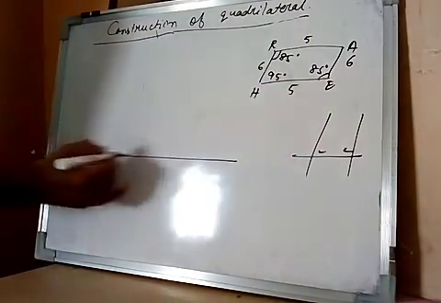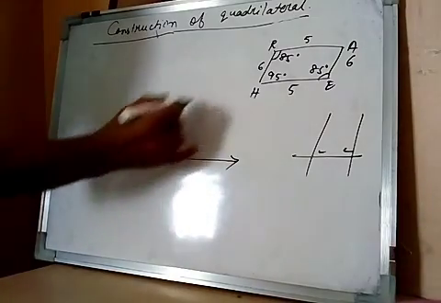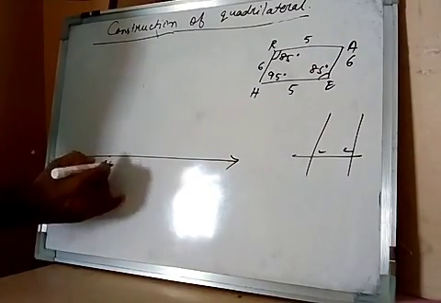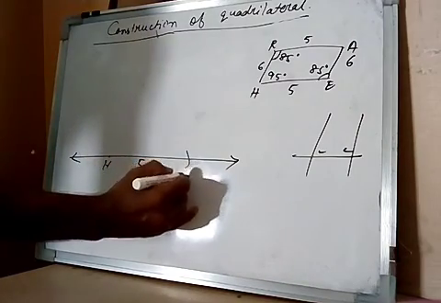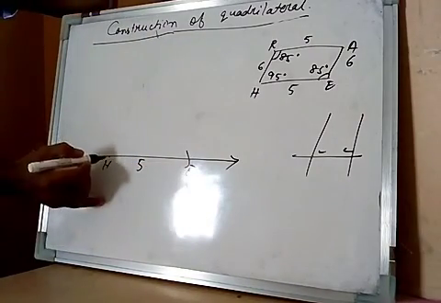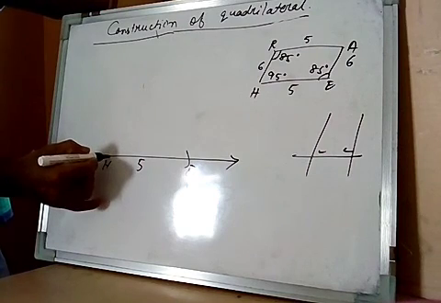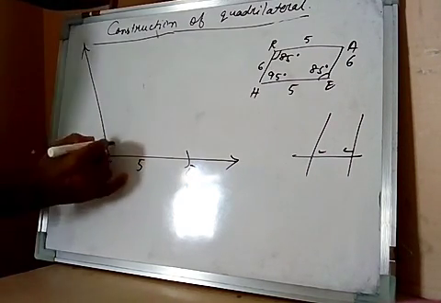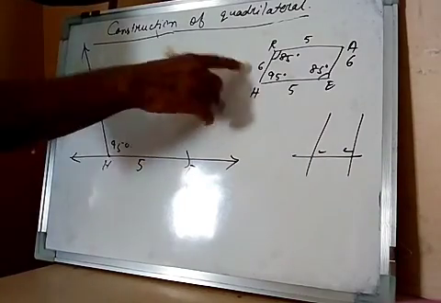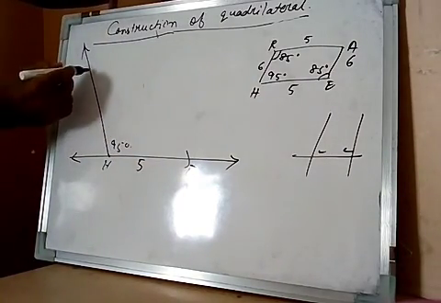So first is our imaginary line. This point is H. You have to construct how much? Cut 5 centimeter. That one will be E. At H you have to construct 95 degree, like this. This one will be 95 degree. You have to cut how much? 6 centimeter. So here 6 centimeter.